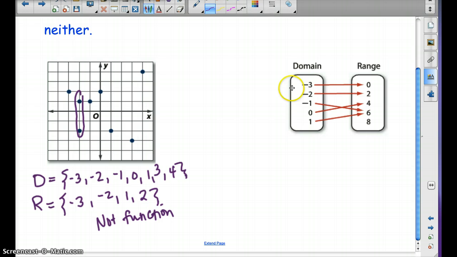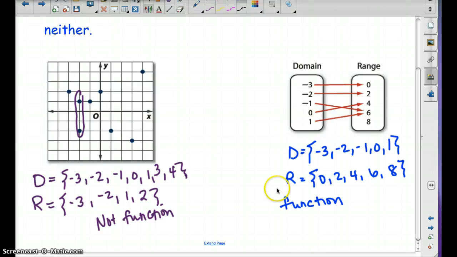I want you to go ahead and pause the video and try this one. Okay, so here's our domain. It doesn't repeat. Here's our range. Even though -1 goes to 6 and +1 goes to 6, we just list 6 once. And it is a function because our domain does not repeat.